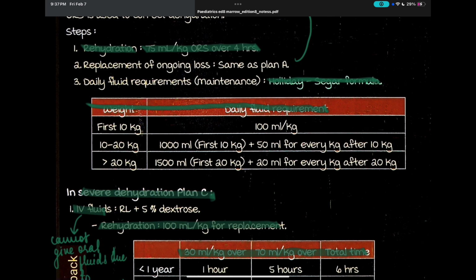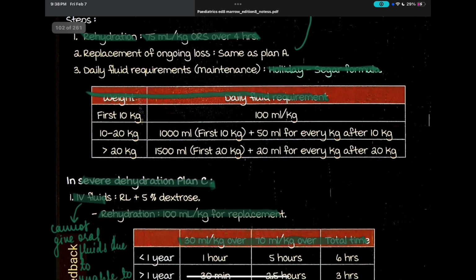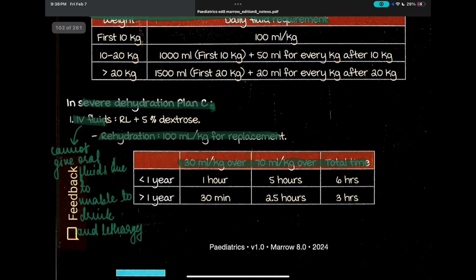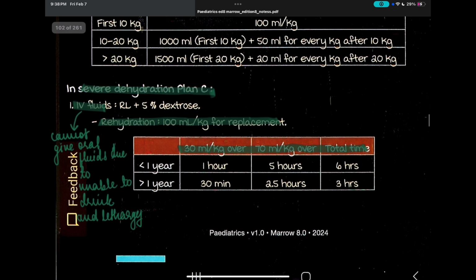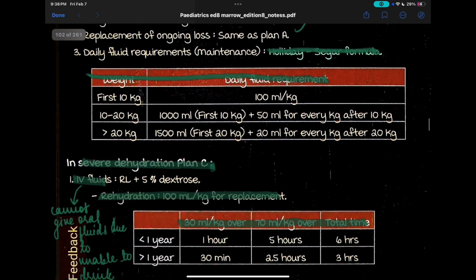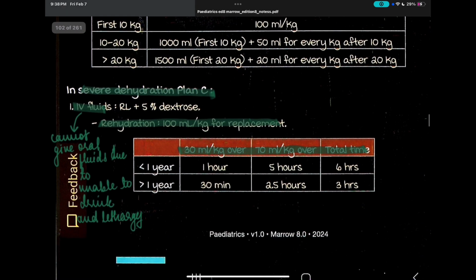Weight: first 10 kg, daily fluid requirement 100 ml per kg. 10 to 20 kg, 1000 ml for the first 10 kg plus 50 ml for every kg after 10 kg. More than 20 kg, 1500 ml for the first 20 kg plus 20 ml for every kg after 20 kg. That is the daily fluid requirement as per weight.